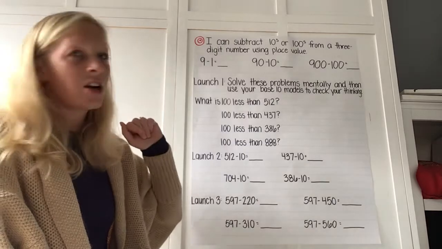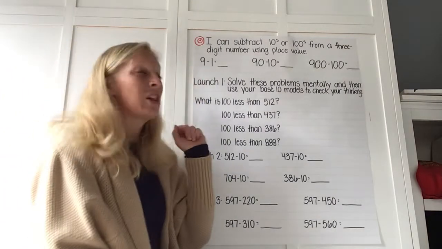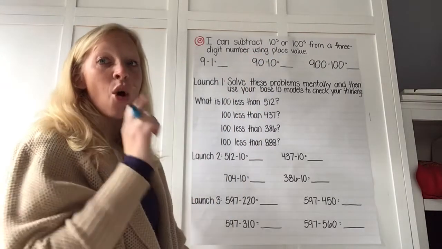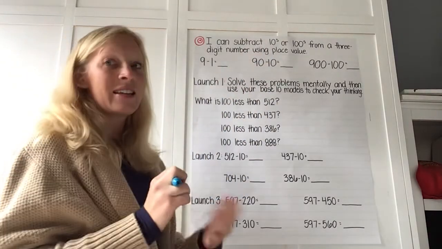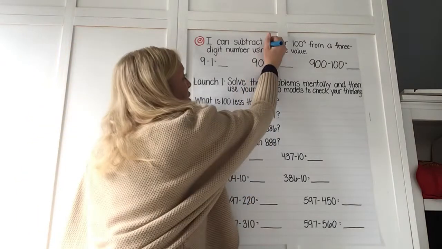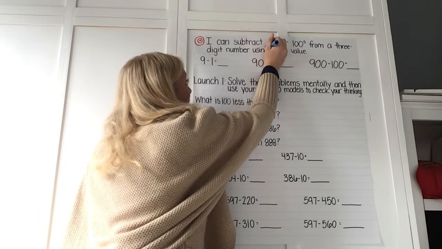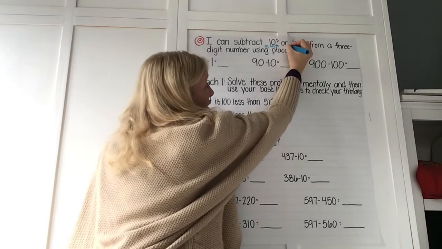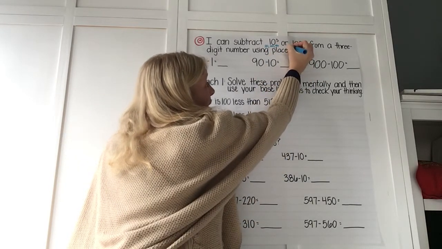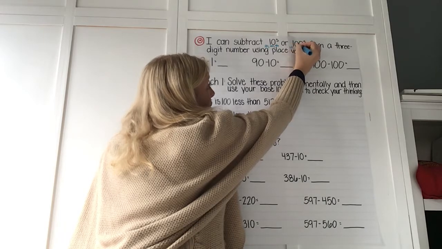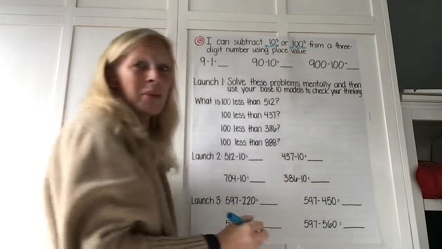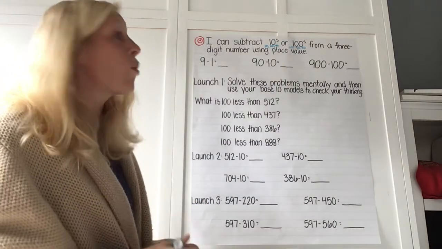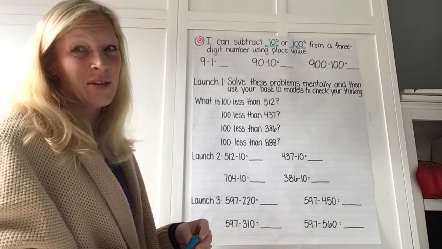So before we get started, I want to remind you, when we look at this learning target, it says we're going to subtract tens or 100s. That doesn't mean it's just a 10, right? So it could be 20, it could be 60, it could be 90. 100s could be 100, but they could also be 400 or 800. So it could be any of those hundreds. It might not be just a 10 or 100. It could be any of those others.